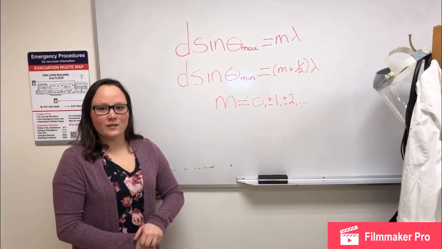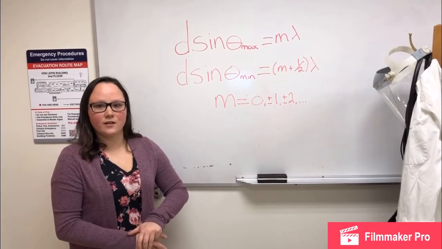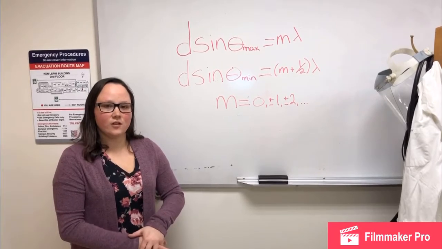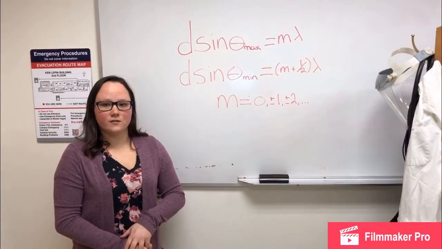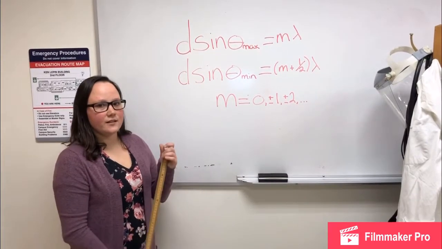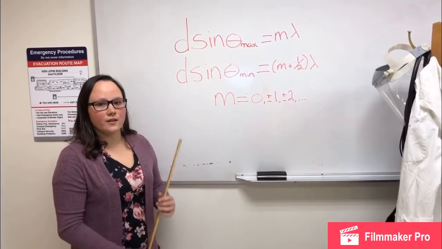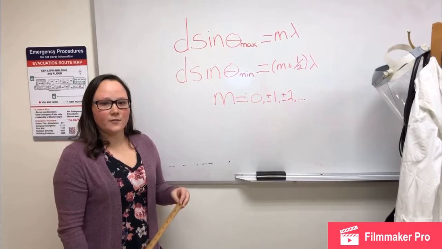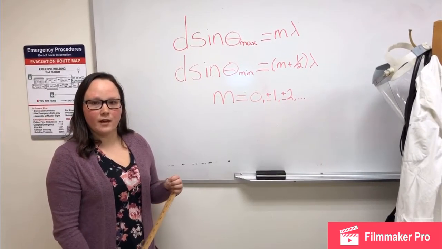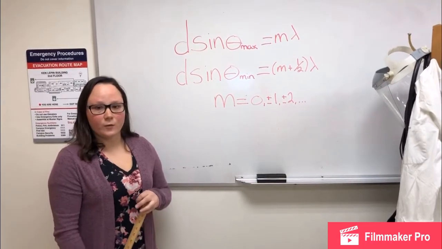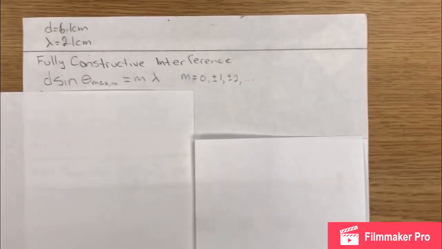Maximum and minimum peaks can be calculated by using Young's double slit, fully constructive and fully destructive interference conditions. First, we will calculate the fully constructive interference condition. d is the distance between the 2 point sources. Theta is the scattering angle. m is the order number for the perpendicular maximum, m equals 0. Lambda is the wavelength. For our example, the distance equals 6.1 centimeters. The wavelength is 2.1 centimeters.